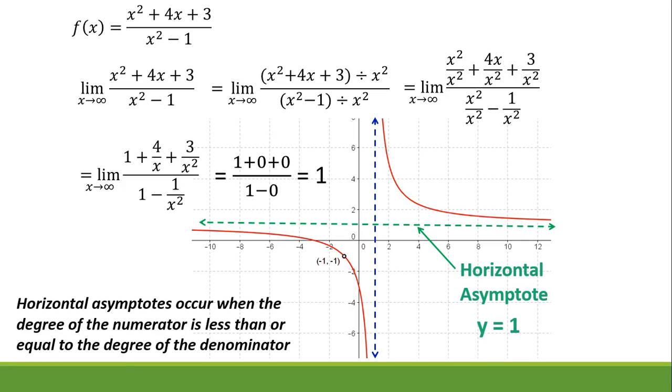Now, something to keep in mind about horizontal asymptotes is that we don't always have them when we have a rational function. We will always have horizontal asymptotes if the degree of the numerator is less than or equal to the degree of the denominator. If the degree of the numerator is larger than the degree of the denominator, then we will not have a horizontal asymptote.